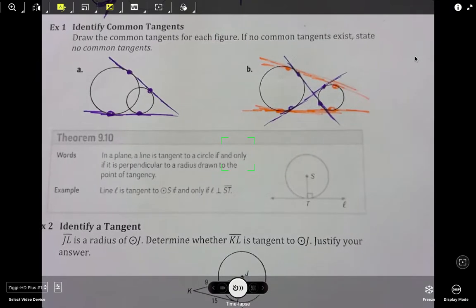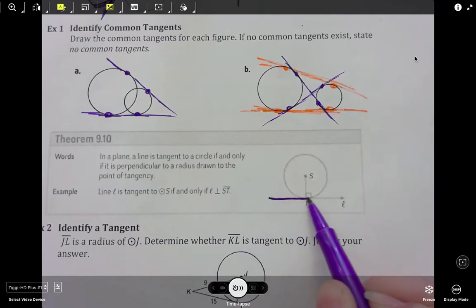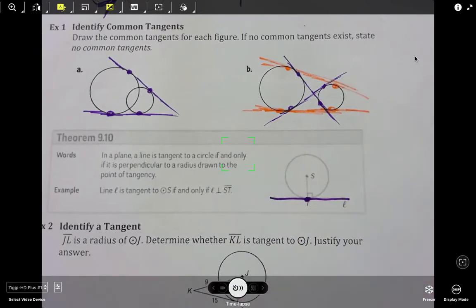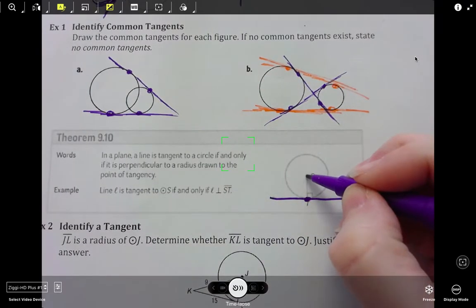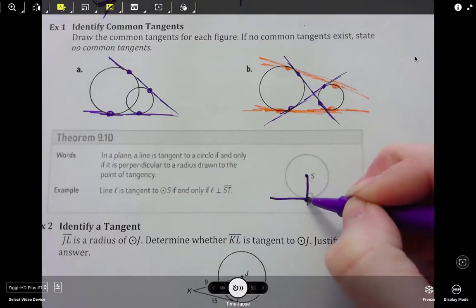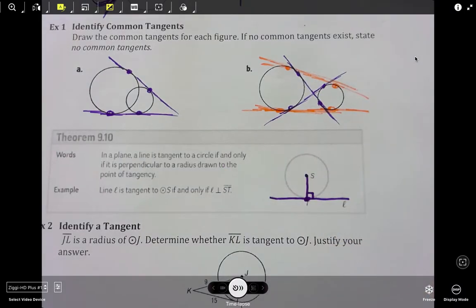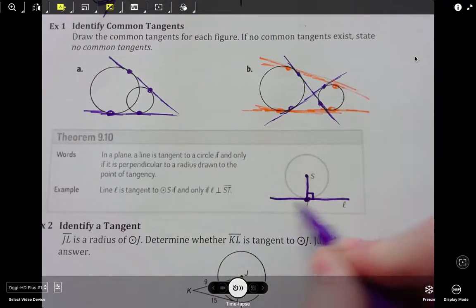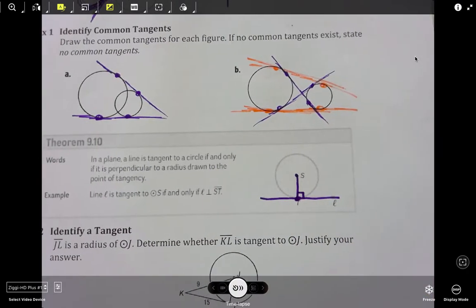There's two theorems in this section. Theorem 9.10 says that if I have a circle and I have a line that's tangent to that circle, meaning that it's only touching at one point, and I draw the radius from the center to that point, that radius has to be perpendicular to my tangent line, always. It forms like an upside down T, T for tangent.